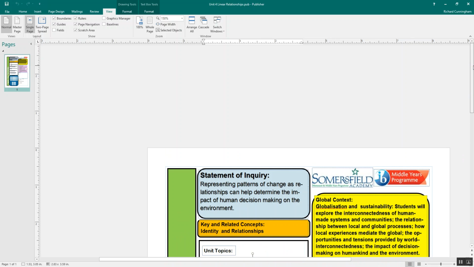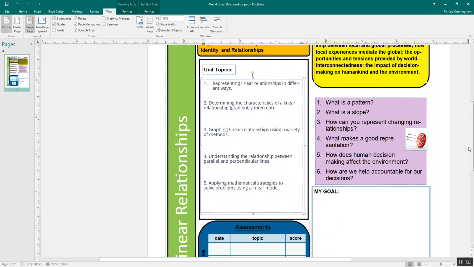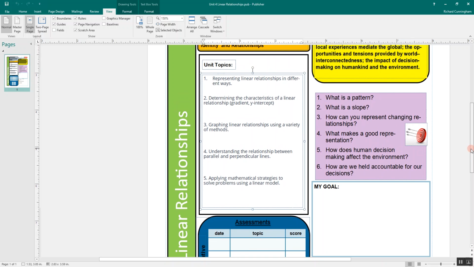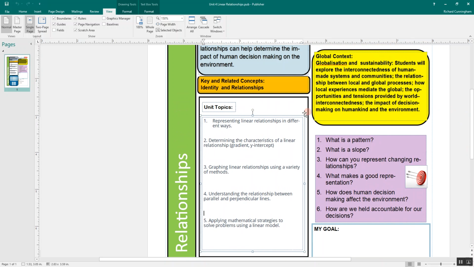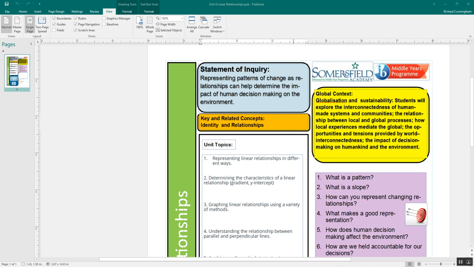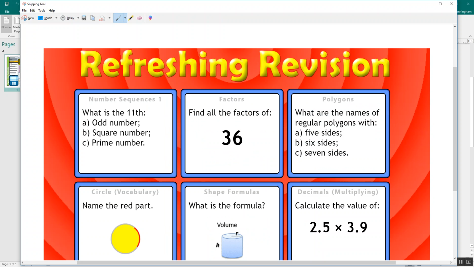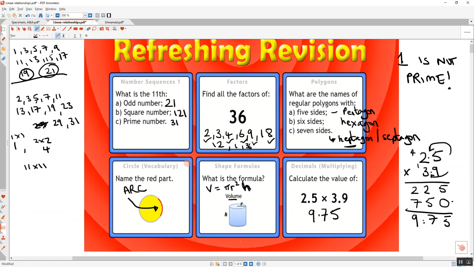Now, you don't need to write this down. I have got copies of it for you. This has got the unit topics that we're going to look at, most important stuff, and then a few questions that we're going to answer along the way, as well as global context. So I'll give this out and you can have a look at it and put it in your book. There are some prior knowledge questions that we need to know how to do. So if I scroll, hopefully this will work.